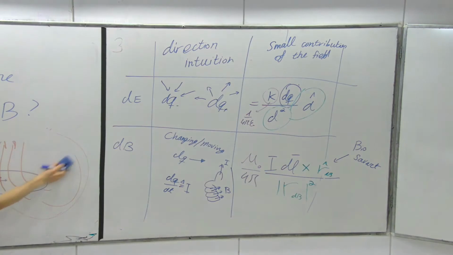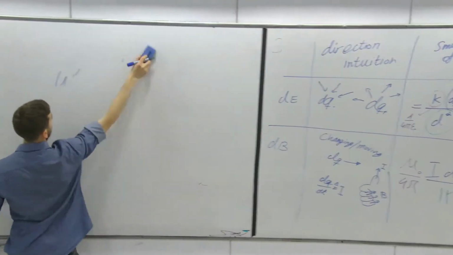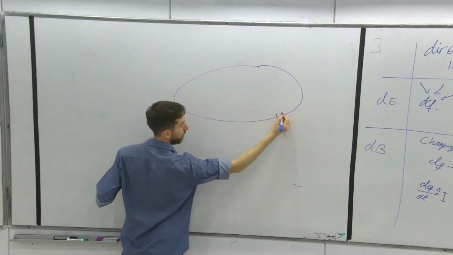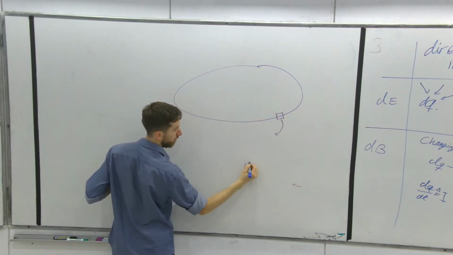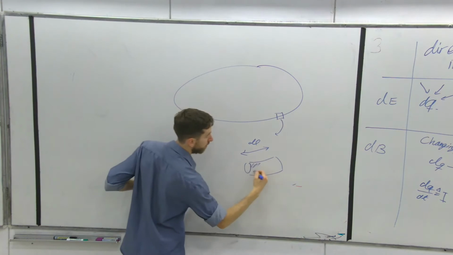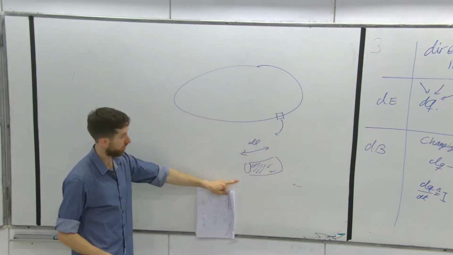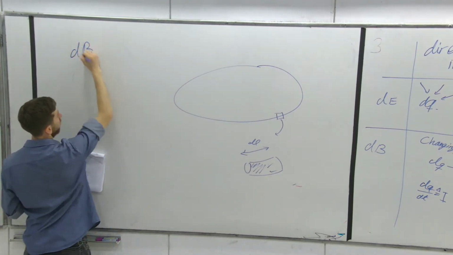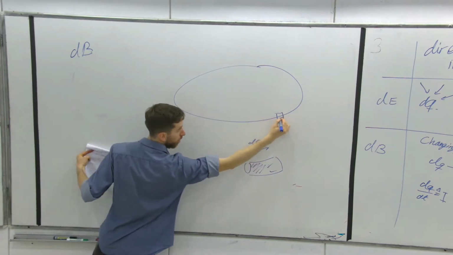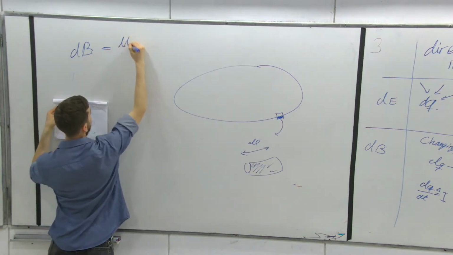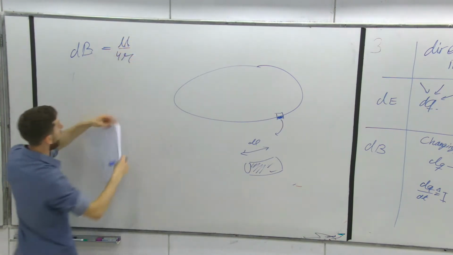So let's try to use this to solve for the magnitude, and learn how to use it. We have the ring, but we actually want to focus on just one piece of it, with a length dl. It produces magnetic fields, so let's write the equation. dB, a small contribution of this wire piece, is equal to a constant.